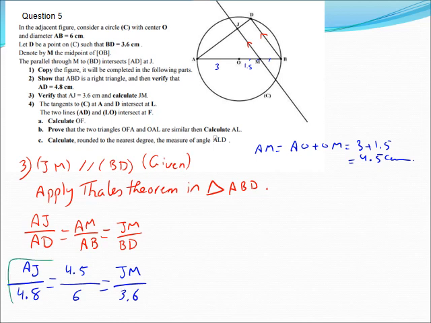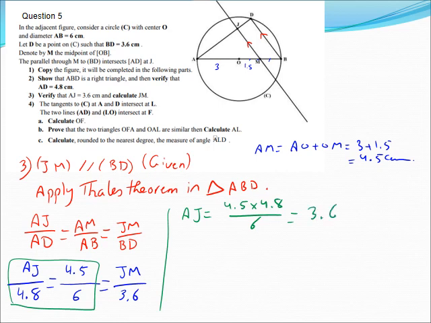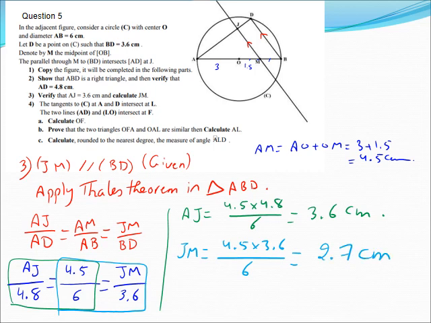To find AJ, we choose AJ equals 4.5 times 4.8 over 6 equals 3.6 centimeters. To find JM, use these ratios. So JM equals 4.5 times 3.6 over 6 equals 2.7 centimeters.